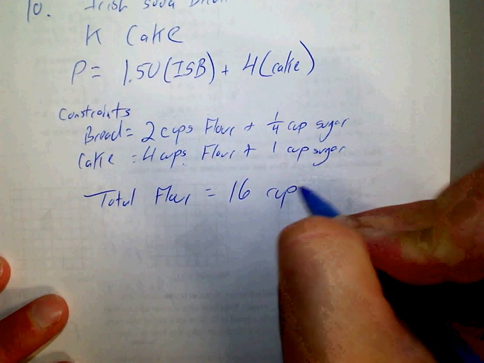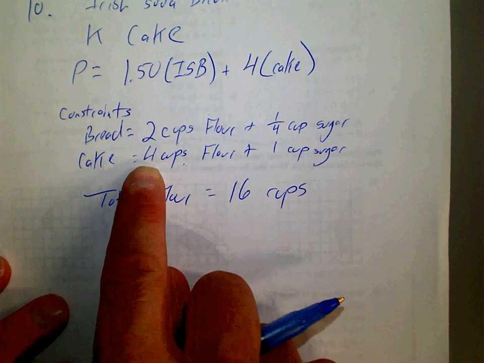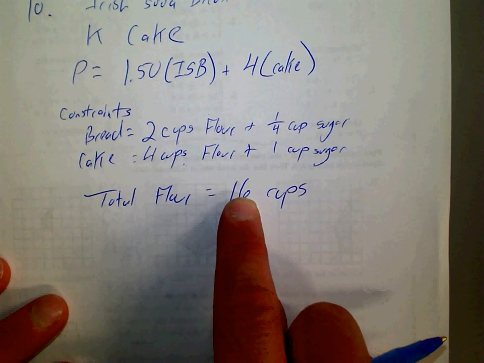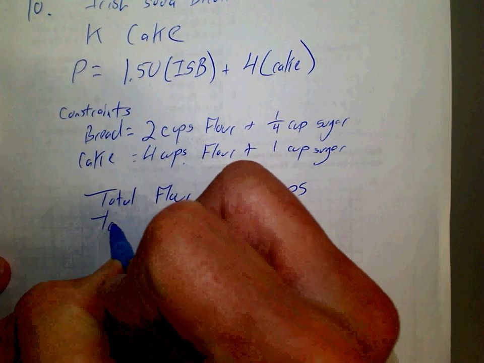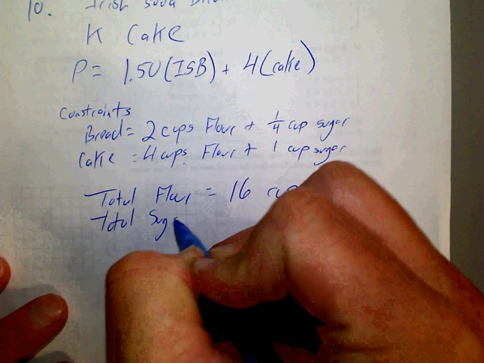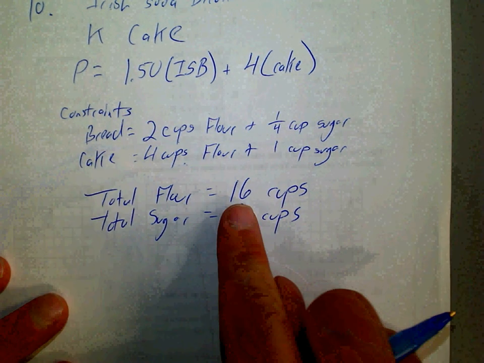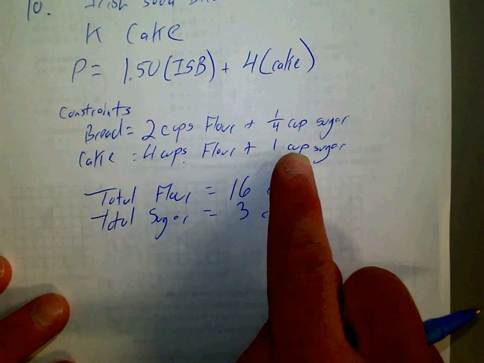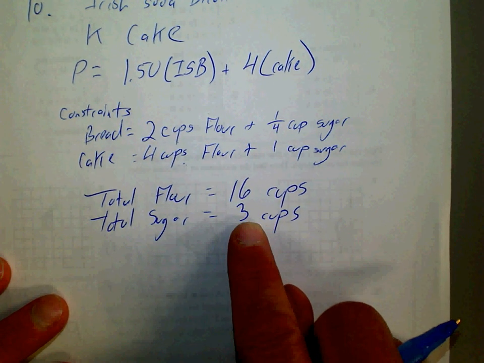So boom, right there. If I just went cake, I can make 4, couldn't I? How much total sugar do I have? 3 cups. Uh-oh. So I can't even make 4 cakes, can I? Because every cake takes a cup of sugar. After 3 cakes, I'm out of sugar.